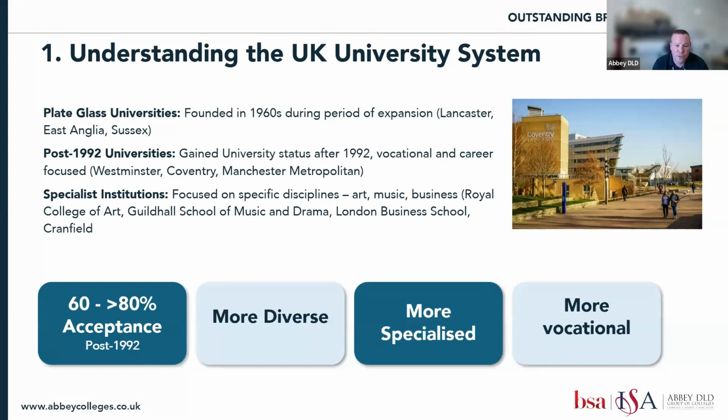Most international students studying in the UK outside of postgraduate study, so undergraduate study, tend to be studying at some of these universities. So they are much more diverse environments. They have higher levels of specialization, whereas a traditional Russell Group university will have a broad range of subjects that they will cover. Some of these more modern universities might focus on a few different subject areas, but that's not necessarily always the case. And they tend to be more vocational.